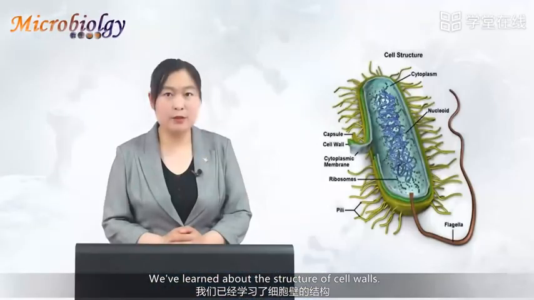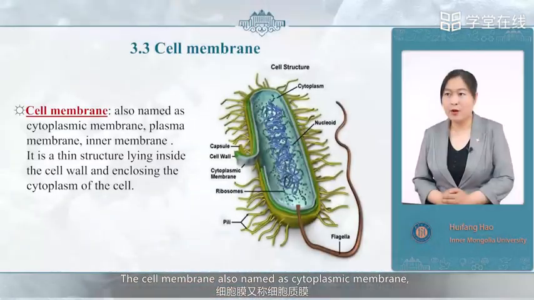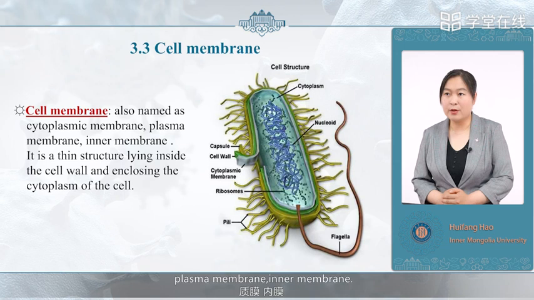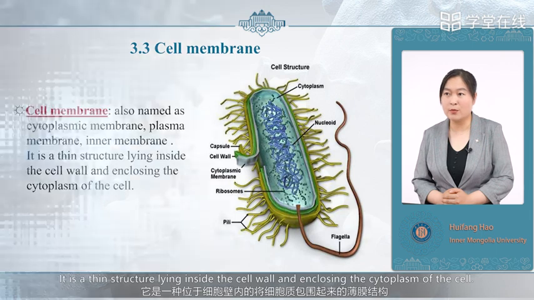We have learned about the structure of cell walls. In this lecture, we are going to learn about the bacterial cell membrane structure in detail. The cell membrane, also named cytoplasmic membrane, plasma membrane, or inner membrane, is a thin structure lying inside the cell wall and enclosing the cytoplasm of the cell.